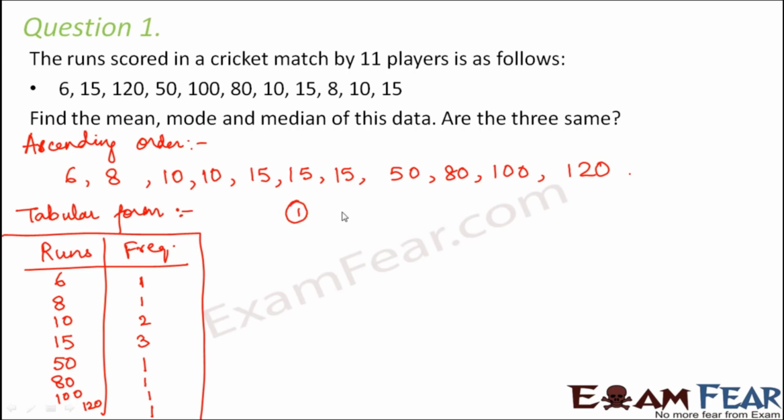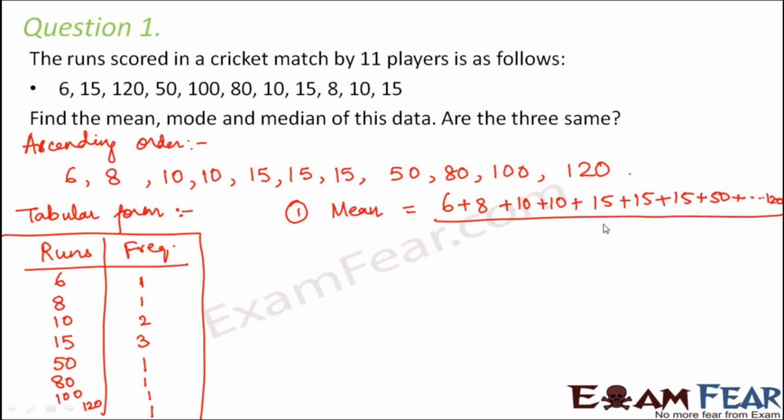Now we can very easily calculate all the values. So first we calculate the mean. Mean is nothing but the sum of all these values divided by how many values you have. Definitely you have 11 values because these are the runs scored by 11 players. So you will find it like this: 6 plus 8 plus 10 plus 10 plus 15 plus 15 plus 15 plus 50 plus so on till 120, divided by 11. So the sum comes out to be 429 divided by 11. This is equal to 39. So the average or the mean of this data is 39.